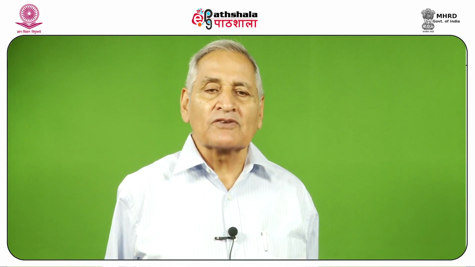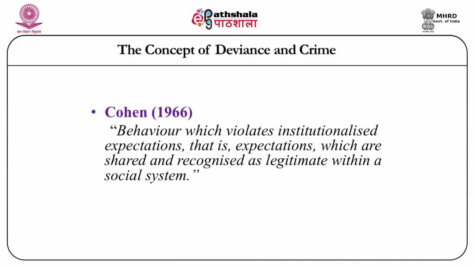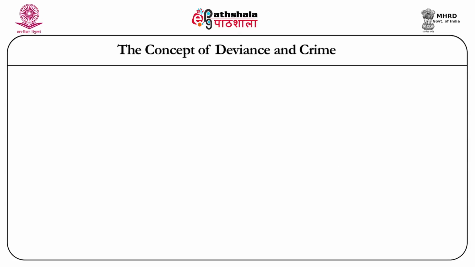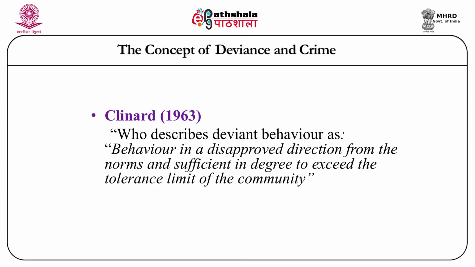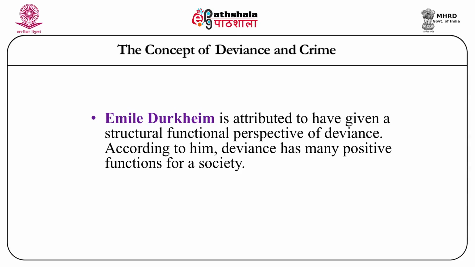Deviance has been defined by scholars like Cohen, who said, "Behavior which violates institutionalized expectations, that is, expectations which are shared and recognized as legitimate within a social system." Later, Clinard described deviant behavior as behavior in a disapproved direction from the norms, sufficient in degree to exceed the tolerance limit of the community. Similarly, Emile Durkheim is attributed to have given a structural functional perspective of deviance. According to him, deviance has many positive functions for a society.